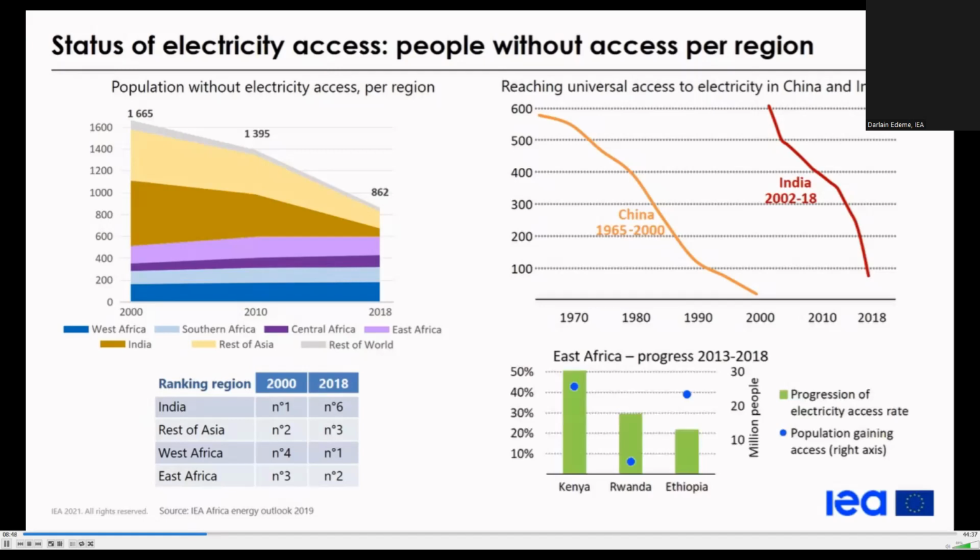And there is also some very good progress observed in many countries all across the continent. Just to shed light on East Africa, we have seen in Kenya an increase by 50 percentage points in the electricity access rate between 2013 and 2018, so amounting for around 25 million people getting access. We have seen the same number of people in Ethiopia getting access to electricity, and also in Rwanda, a very strong increase in the electrification rate.